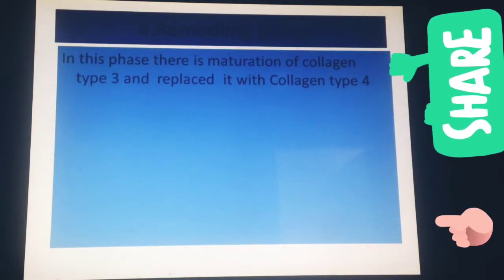After some time, the remodeling phase begins, in which there is maturation of collagen type 3 and it is replaced by collagen type 4 because the tensile strength of collagen type 4 is comparatively more than 3 and it is able to withstand more pressure.